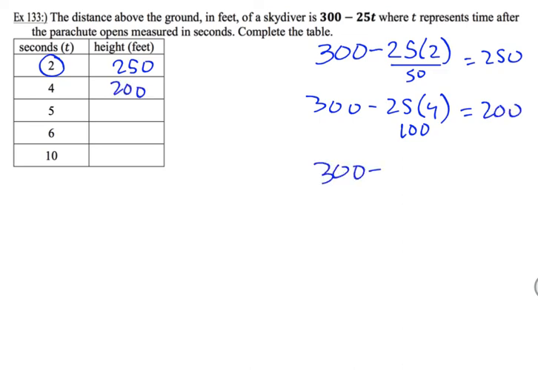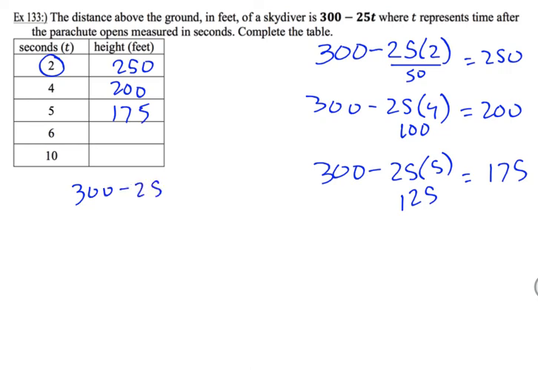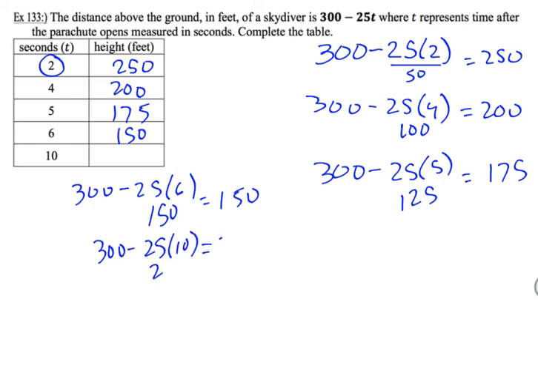300 minus 25 times 5, that's 125. So 300 minus 125 is 175. Then we're going to do 300 minus 25 times 6, that's 150. 300 minus 150 is 150. And then 300 minus 25 times 10 is, that's 300 minus 250. That's going to be 50, and the table's filled in.